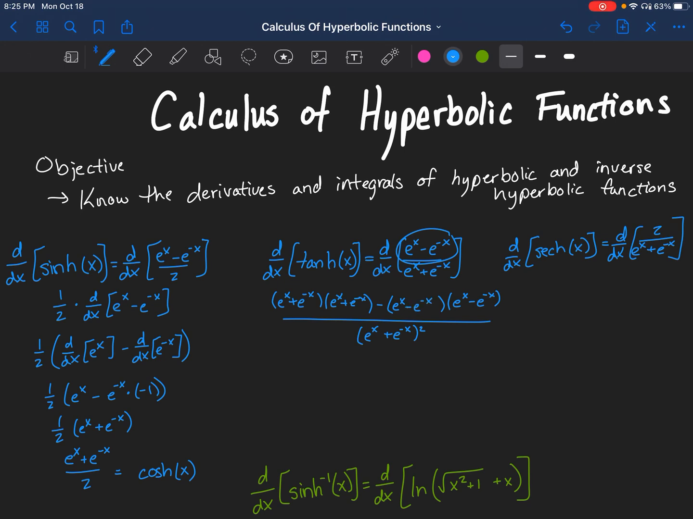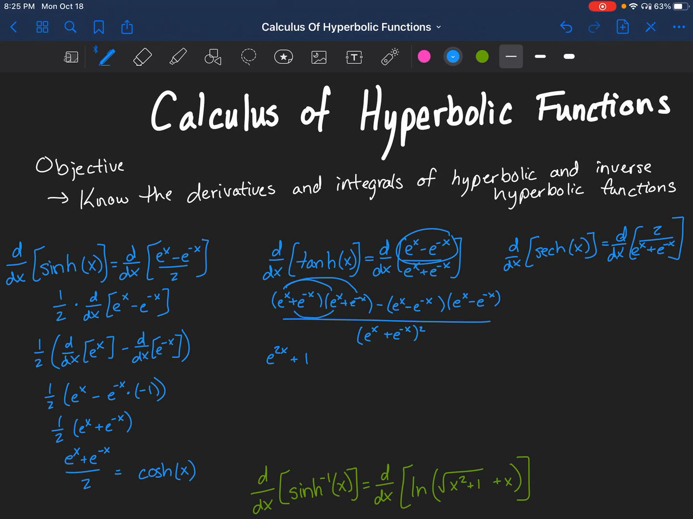It's going to be a little interesting in this case because I've got some special functions up here in the numerator. So I'm going to go ahead and multiply this out and hope that some of these things cancel themselves. That's going to be kind of important. So let's do e to the x times e to the x, which gives me e to the 2x. E to the x times e to the negative x gives me e to the 0, which is just 1.